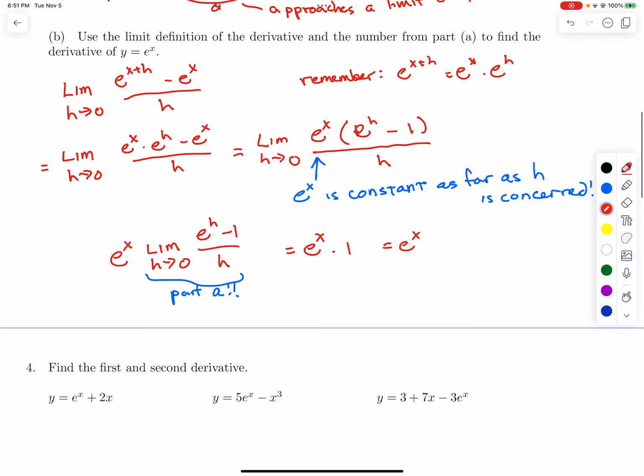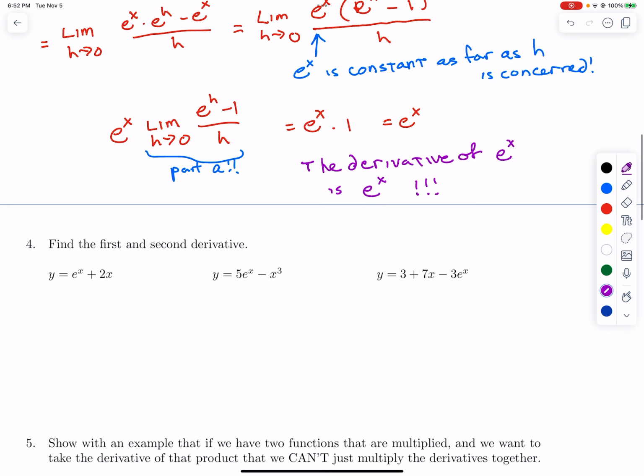So first off, the derivative of e to the x is e to the x. Let me write that in purple. It's its own derivative. Cool.